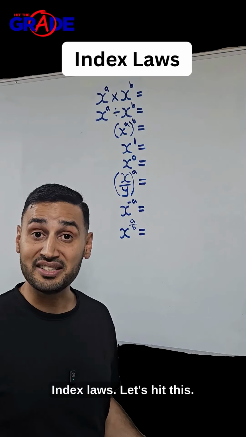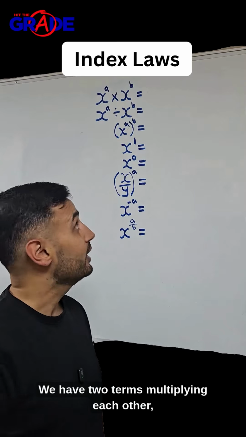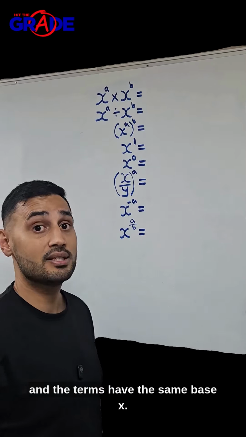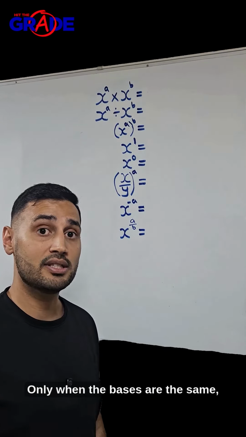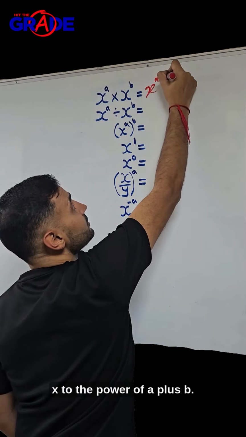Index laws, let's hit this. Now for our first rule, we have x to the power of a times x to the power of b. We have two terms multiplying each other, and the terms have the same base x. Only when the bases are the same, we can add the powers. X to the power of a plus b.